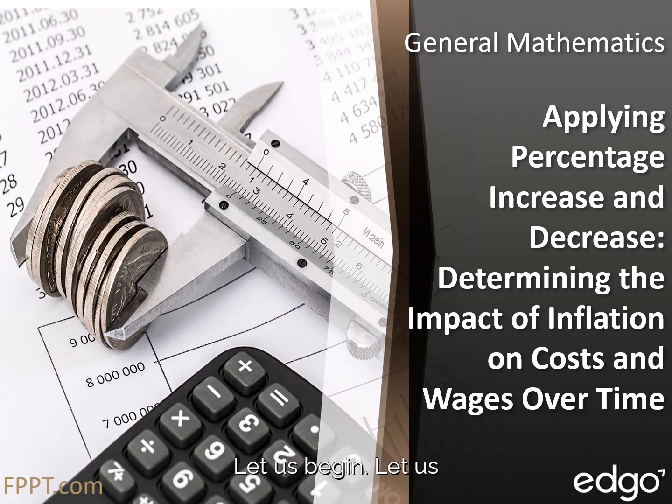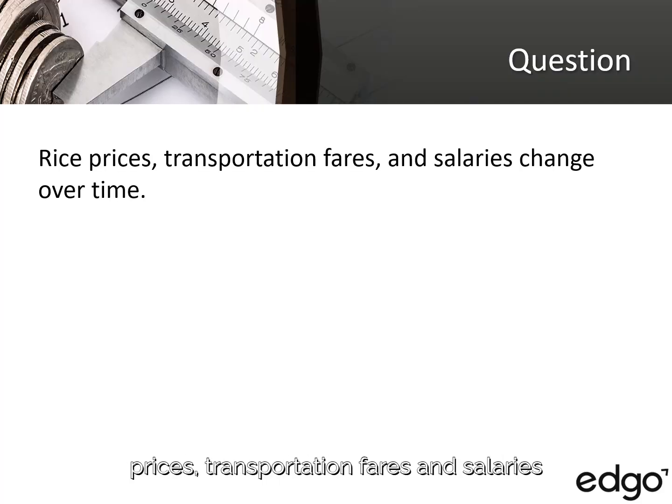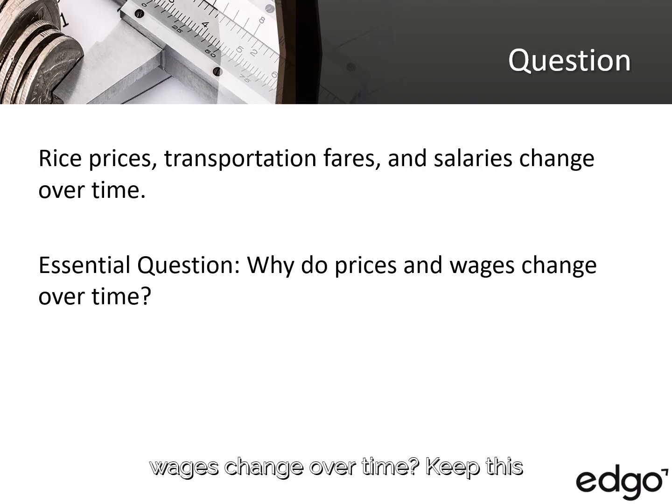Let us begin with a simple observation. Rice prices, transportation fares, and salaries change over time. Think about the prices of goods today. Are they the same as they were several years ago? You may have heard your parents or grandparents say that their money could buy more things in the past. At the same time, wages and salaries may also change. This brings us to our essential question: why do prices and wages change over time? Keep this question in mind as we proceed with our lesson.